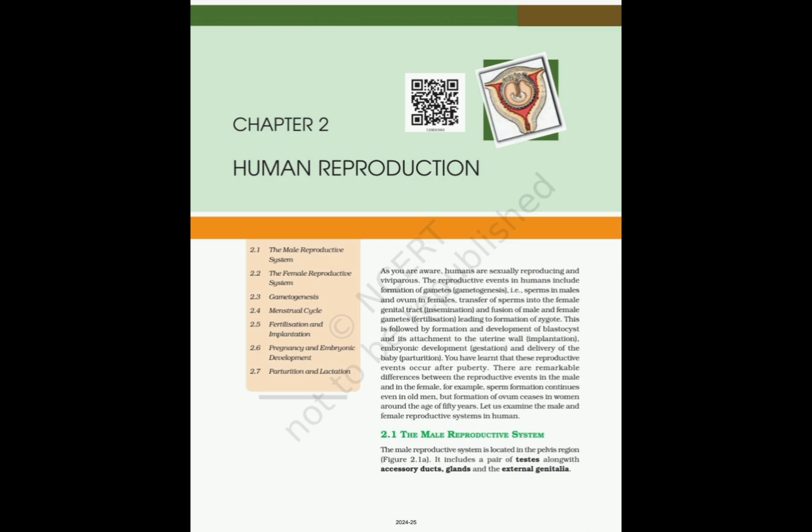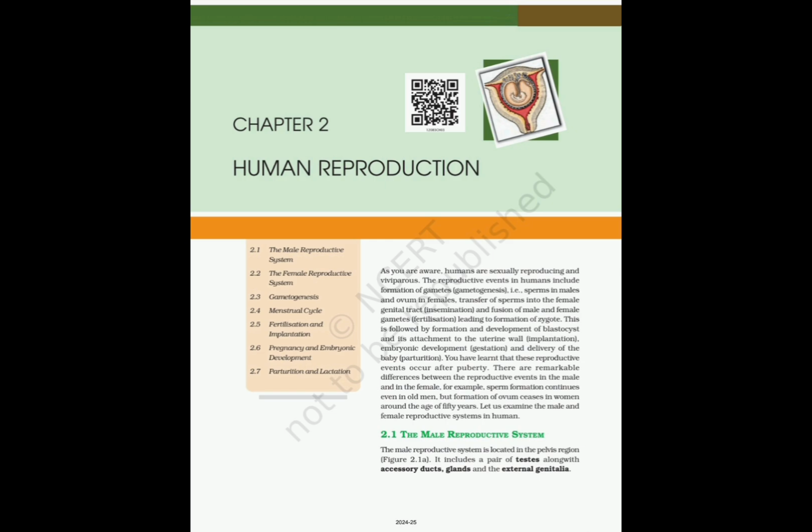We have learned that these reproductive events occur after puberty. There are remarkable differences between the reproductive events in the male and in the female. For example, sperm formation continues even in an old man, but formation of ovum ceases in women around the age of 50 years. Let us examine the male and female reproductive systems in human.